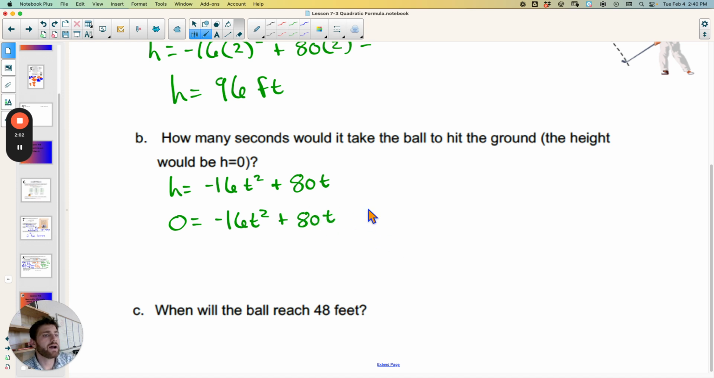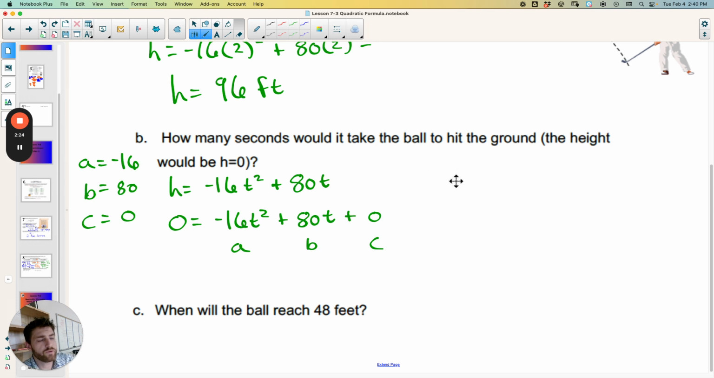Okay, now I don't have a constant, so I'm just going to call that 0. So now I can label negative 16 is A, 80 is B, and 0 is C. So I'll come over here and say that A is equal to negative 16, B is equal to 80, and C is equal to 0.